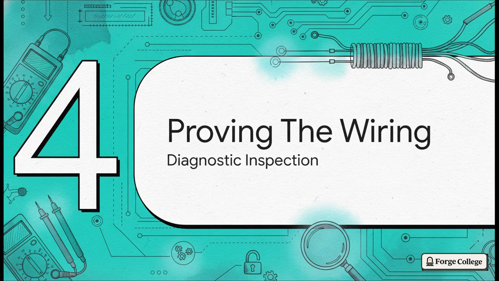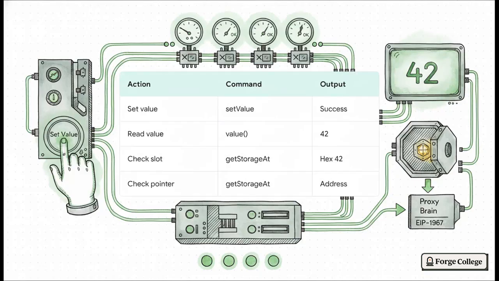Section 4. Proving the wiring works. Let's do a diagnostic inspection. Any good engineer tests their machine before shipping it, right? So let's run our 4-part diagnostic round-trip test. First, we set a value via the proxy and expect a successful transaction.